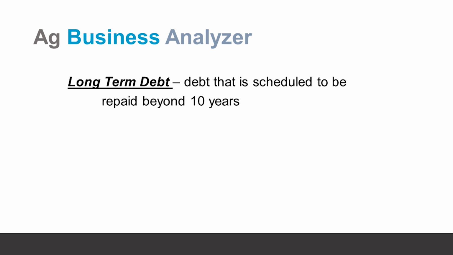And for long-term liabilities, for long-term debt, it's debt that is scheduled to be repaid beyond 10 years. And very typically, those include things such as loans for land and loans for buildings. But it's not the use that defines the debt, it's the number of years in the repayment of that debt.